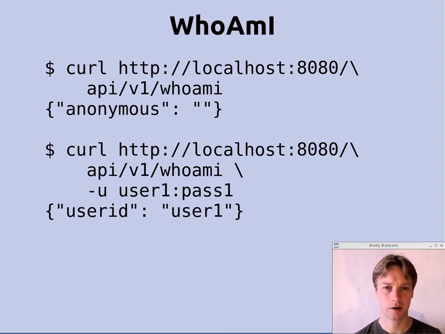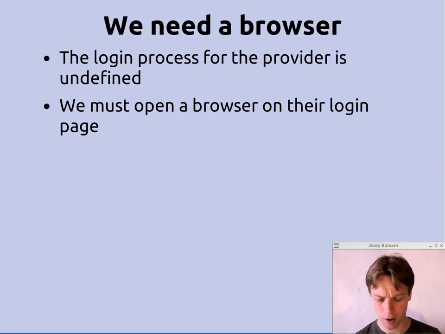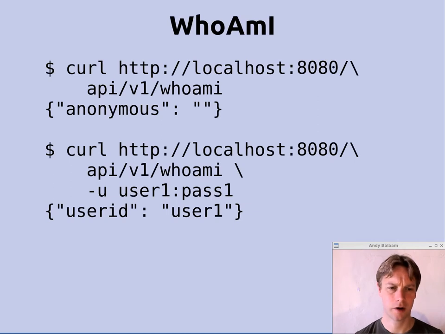So if you do that using curl and you're not logged in, you get back anonymous. If you do that and you've provided a username and password like the second curl command here, it'll give you back just the user ID of who's logged in. That'll be useful to us to work out what's going on with this login process. I don't think I've shown you the details of how to implement that, but it's pretty straightforward, as you can imagine.